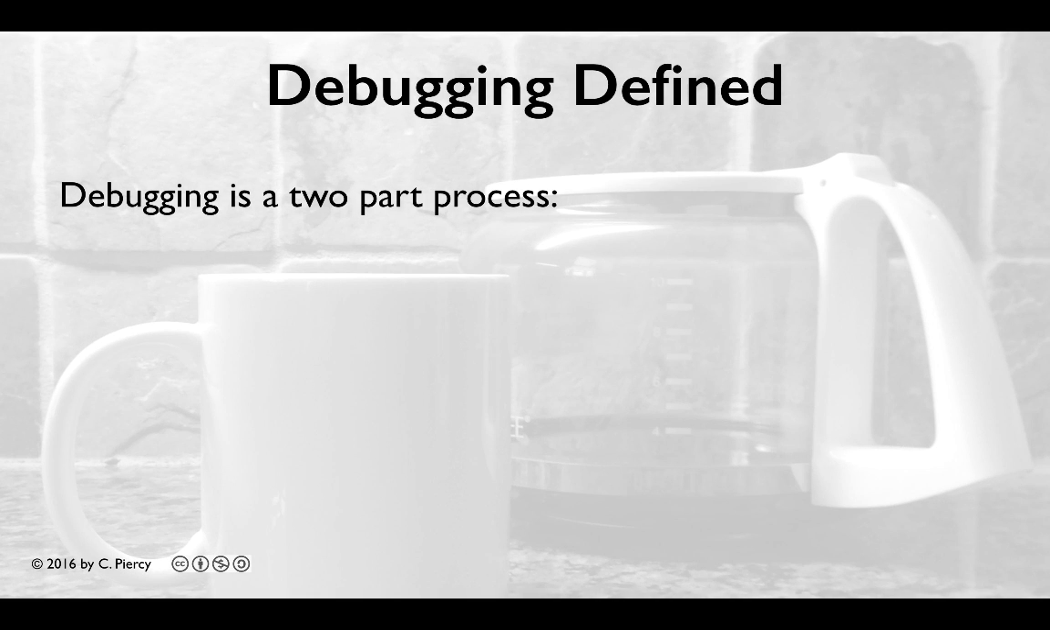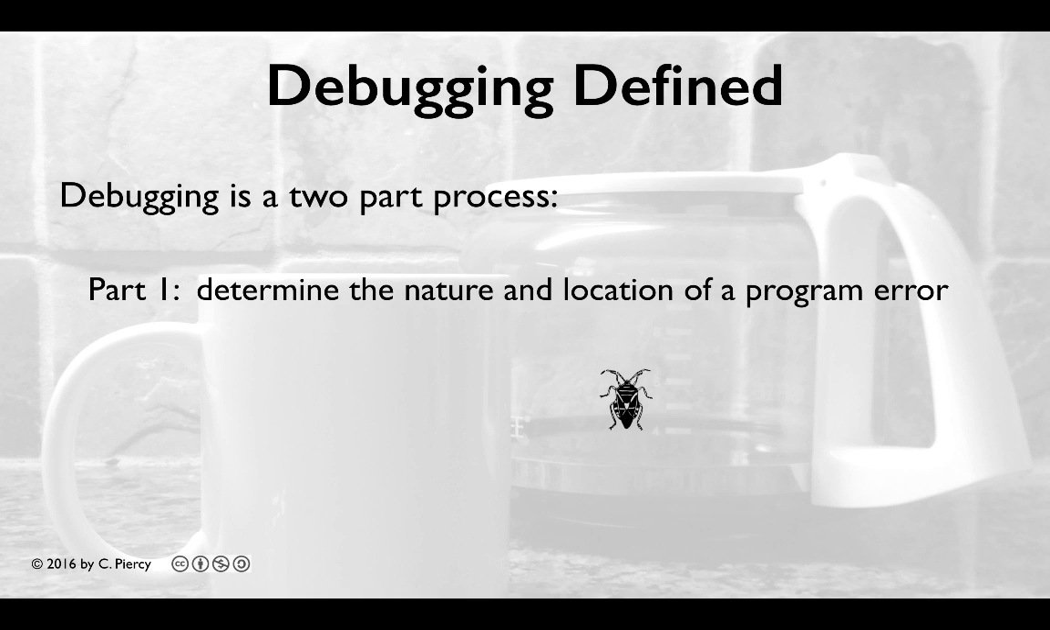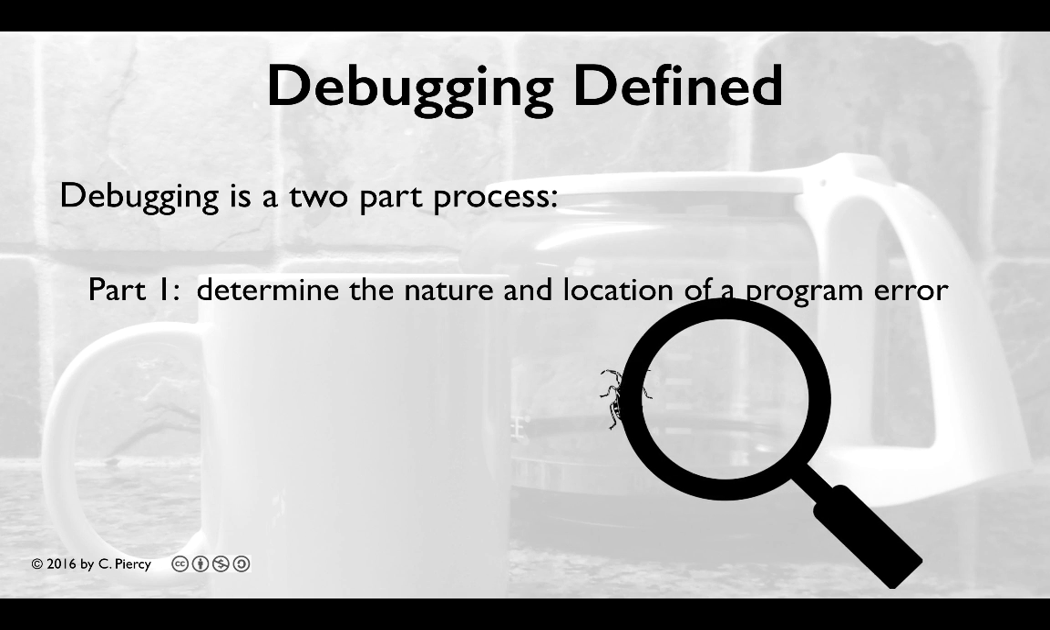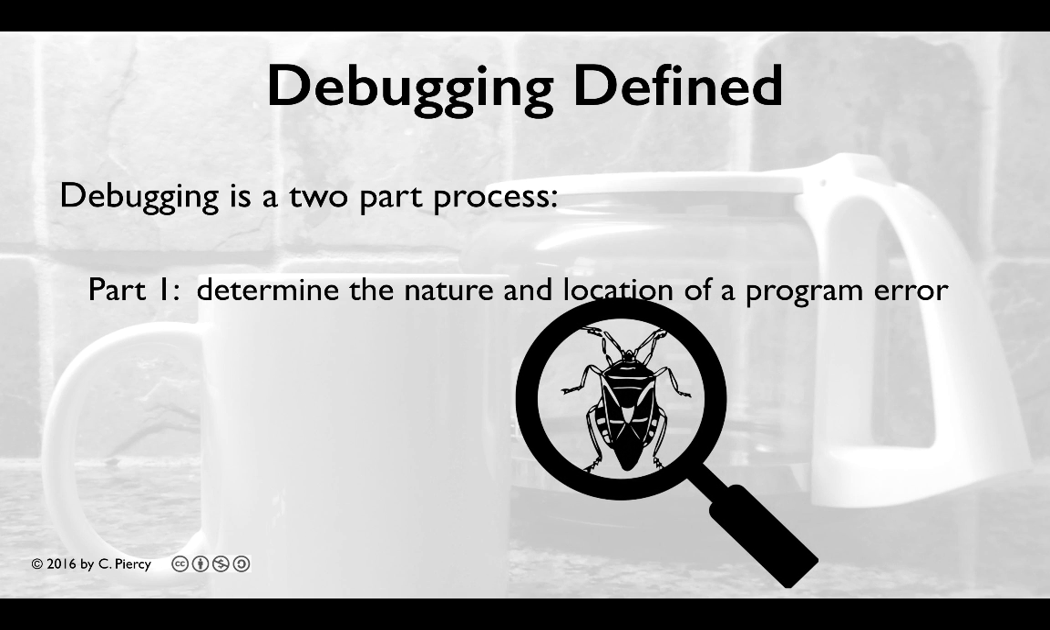Keep in mind that debugging is a two-part process. In part one, we determine the nature and location of a program error. We'll look at some tools in this video for how we can do this. Part two, you need to actually fix the error. I'll also do this by the time the video is complete.